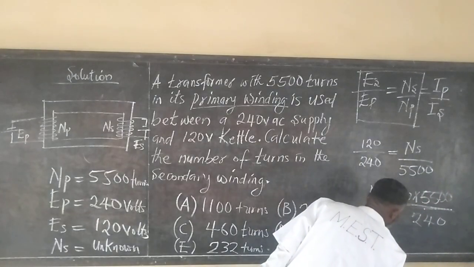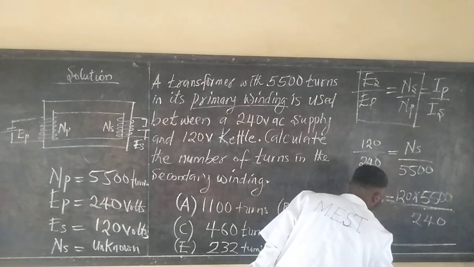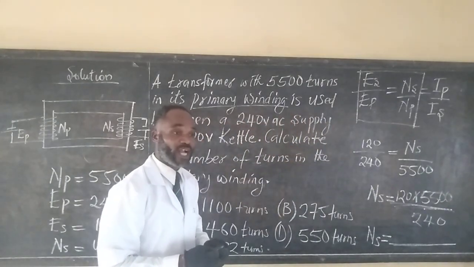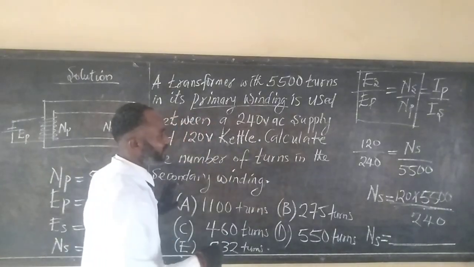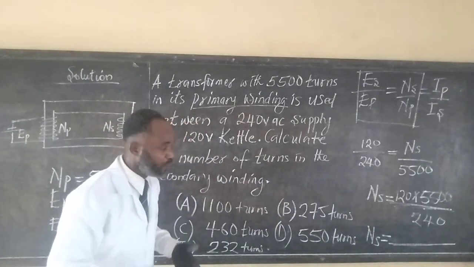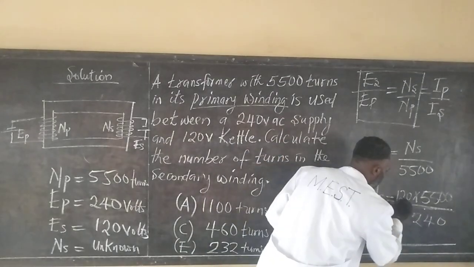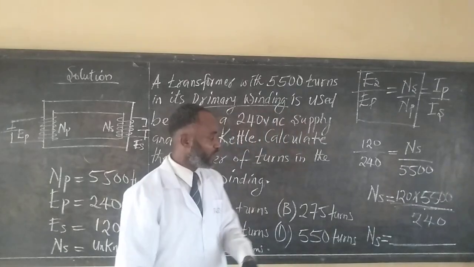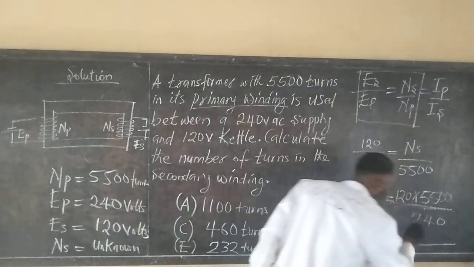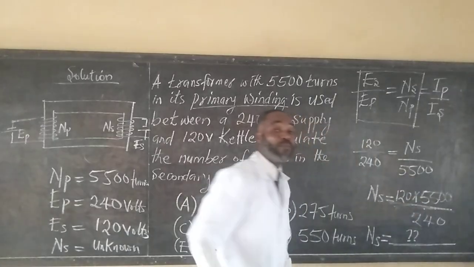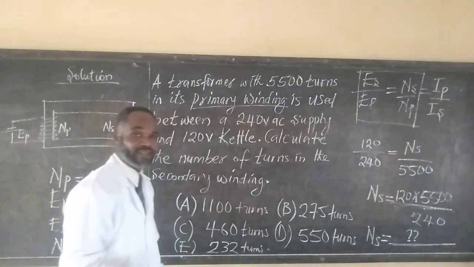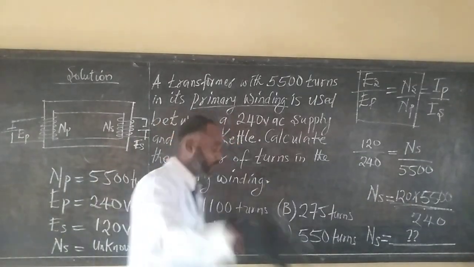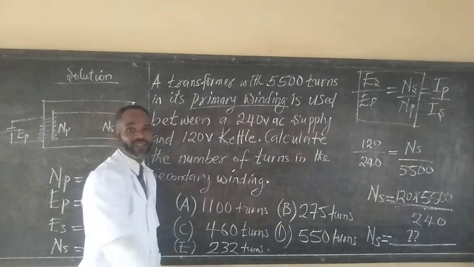You are going to finish the remaining step. As a student, convince yourself you have actually understood what is being said. Press 120 times 5,500 all over 240 in your calculator and see what you get. Put the answer in the comment section, and comment whether this is correct or not correct. Check if your answer corresponds with any of the options given.